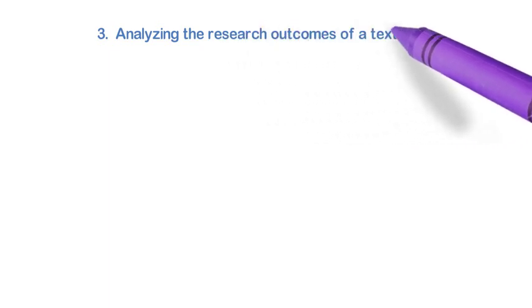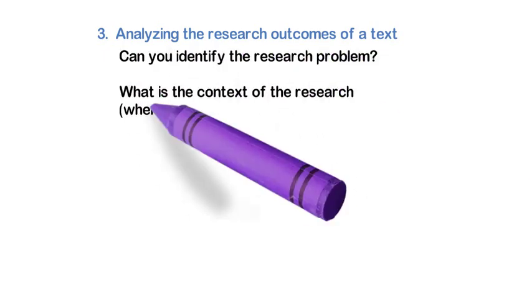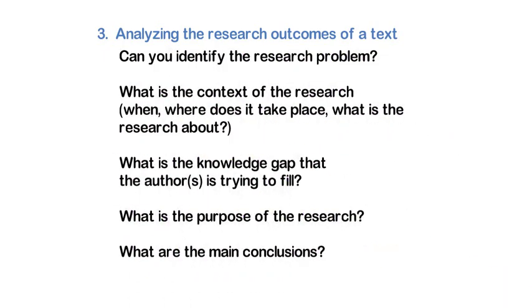Another strategy would be analyzing the research outcomes of the text. So here you're focusing on the results. You would need to go back to the research problem to understand the results and the context of the research. But the focus is: what are the main conclusions of this research?